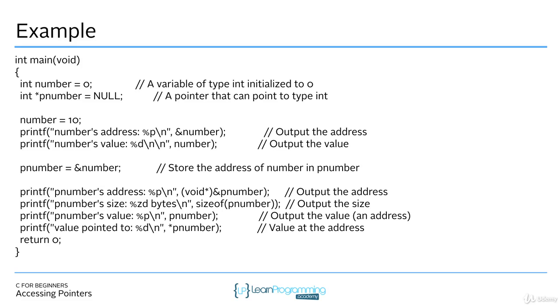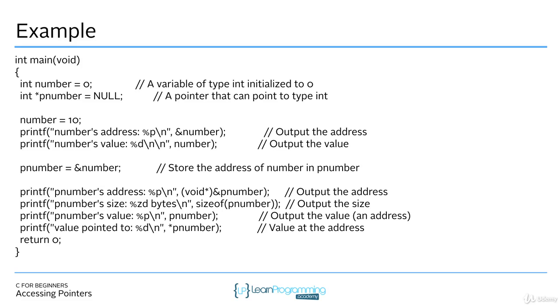And then what we want to do is print out the address of the integer number, and print out the value of number. Very simple. Using the address of operator and then just the variable. When we do the address of operator, we do %p. We're then going to assign the address of number to our pointer.